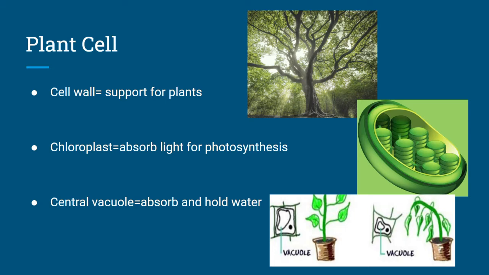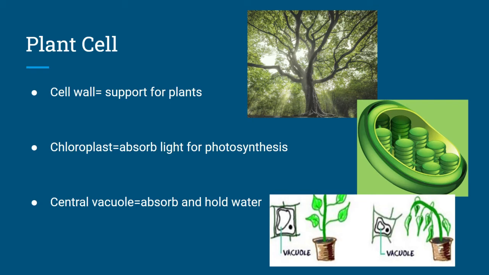Plant cells also have a chloroplast, which absorbs sunlight to be used in photosynthesis. Plants use photosynthesis to make their own food. Humans, which are animal cells, cannot make our own food, so we have to eat it because we do not have a chloroplast. The chloroplast also makes the plant green.